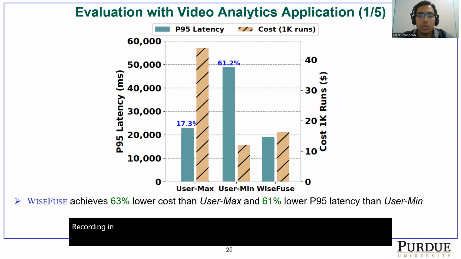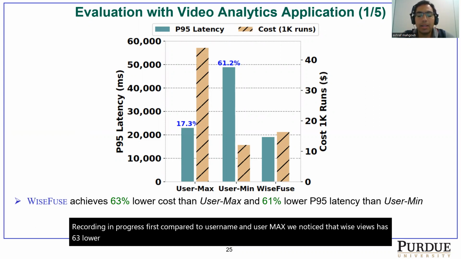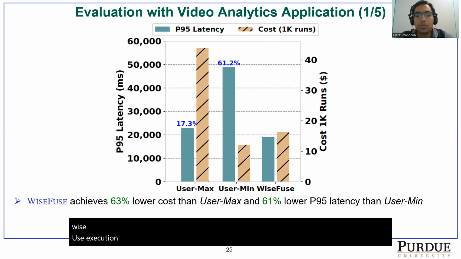First, compared to user min and user max, we notice that WISEFUSE has 63% lower cost than user max, and also 61% lower P95 latency than user min, showing that the WISEFUSE execution plan achieves the best of both baselines.